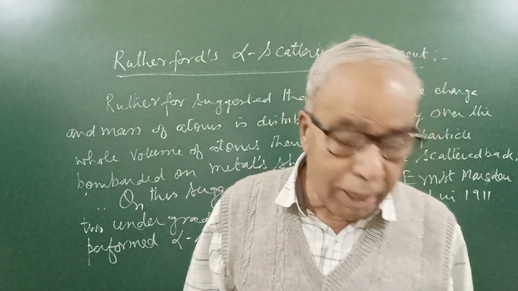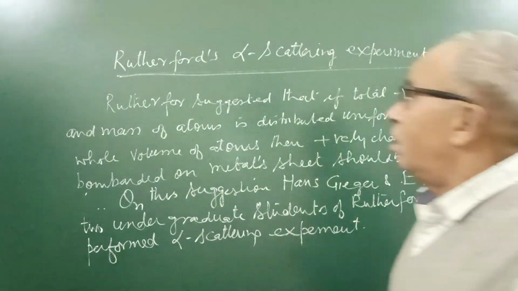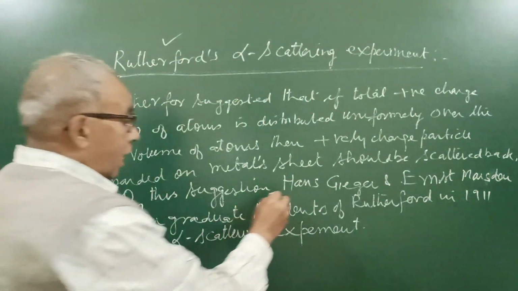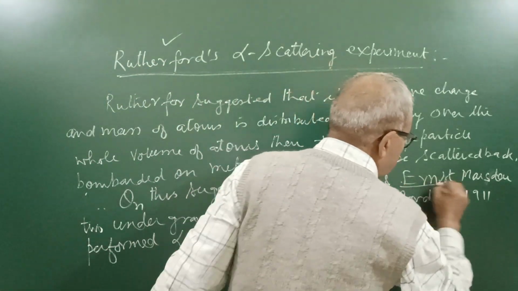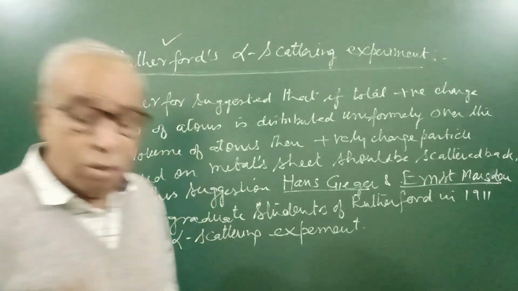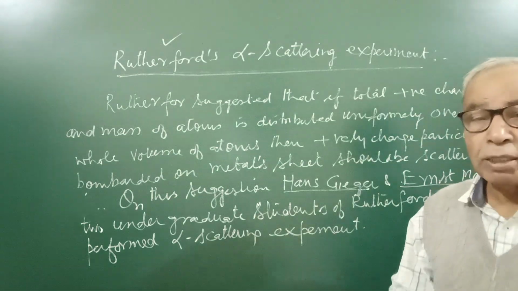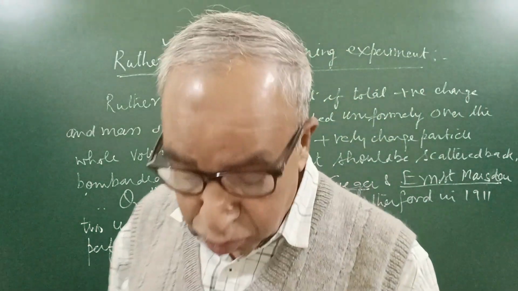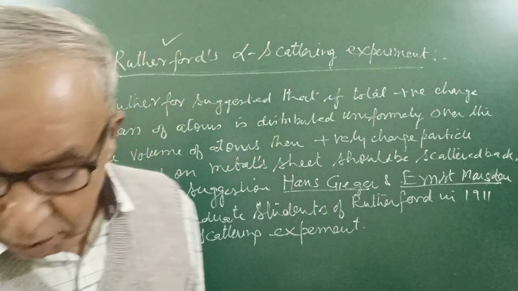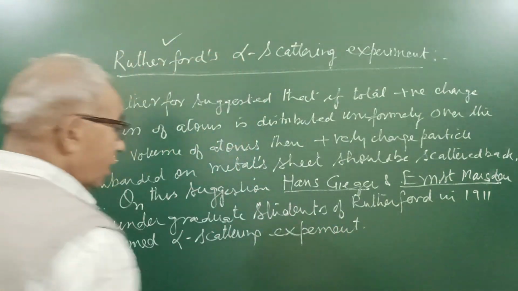One year there was a question: who performed the alpha scattering experiment? A student wrote like this, answered Rutherford, no. Hence Geiger and Ernst Marsden performed this experiment. Okay, the suggestion was given by Rutherford to check the validity of the Thomson model. But this experiment was performed by Geiger and Marsden, please, in 1911.